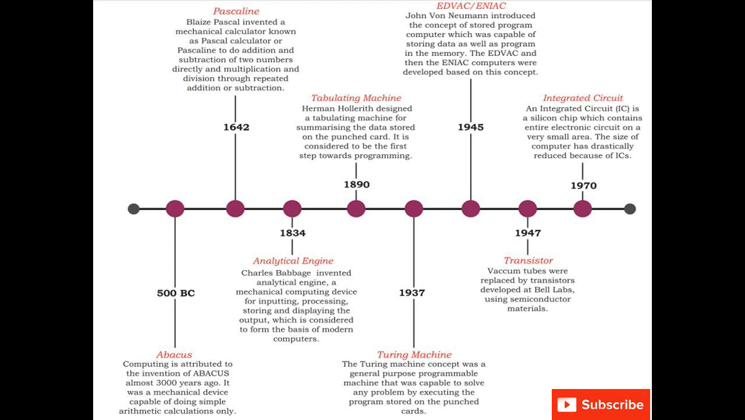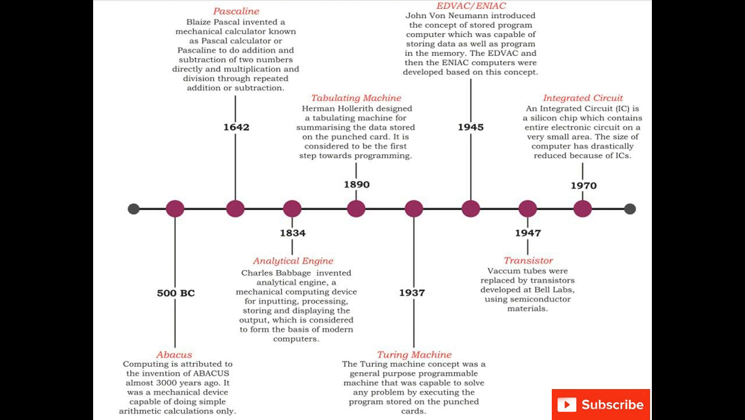In 1889, an American statistician, Herman, developed a mechanical tabulator based on punch cards and metal rods. In 1945, ENIAC, the electronic numerical integrator and computer, the first electronic computer, was developed by John. In 1937, the Turing machine was invented. The Turing machine was a general purpose programming machine that was capable of solving any problem by executing the program stored on the punch card.